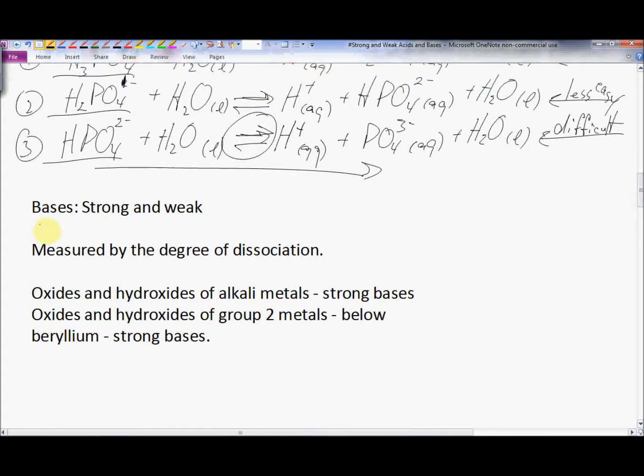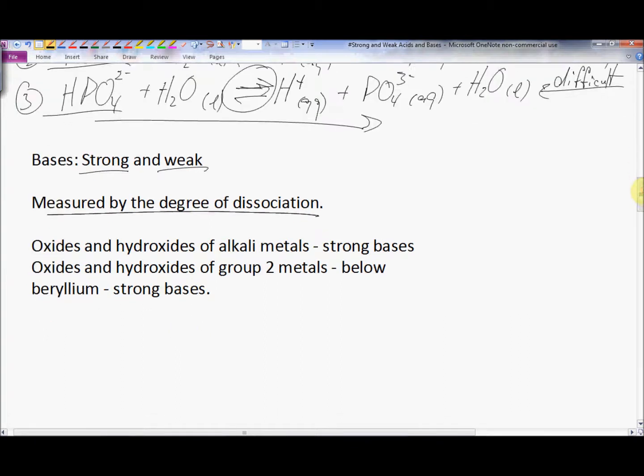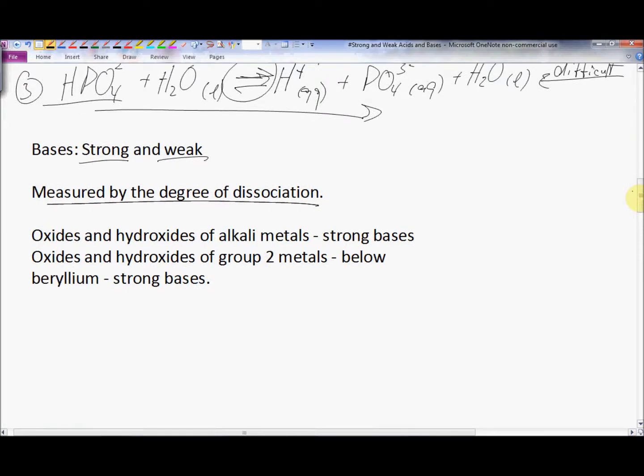Okay, so we define bases the same way. If they're strong, they'll be fully ionized. If they're weak, they won't be fully ionized. It's measured by the degree of dissociation, not ionization. We call it dissociation because we're not actually making ions. Bases are already ions. They're just separating from each other. And so the strong bases are going to be the oxides and hydroxides of alkali metals. So for example, sodium hydroxide or sodium oxide, those would be examples of strong bases, when you add them to water.